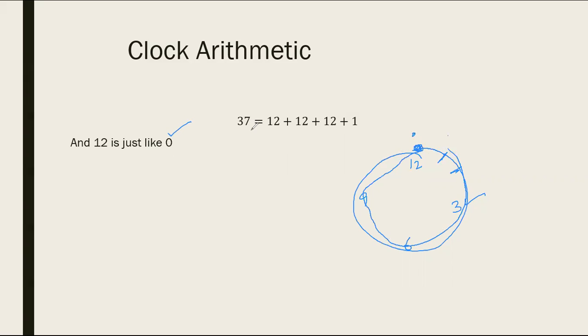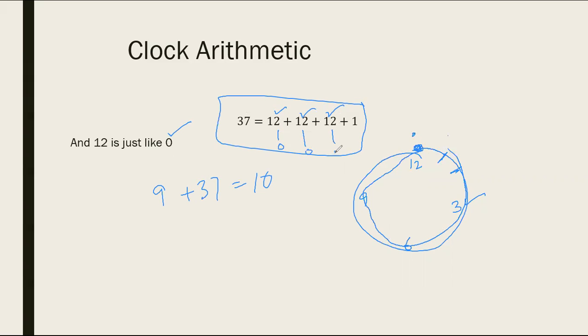So in the previous case, when we wrote 9 plus 37 equals 10, it was simply because we can break 37 into parts like 12 plus 12 plus 12 plus 1, and keeping every 12 equal to 0, this would add up to 1. So we would say that 37 is equal to 1 on the basis of clock arithmetic. And why is it so? Because in clock arithmetic, 12 is simply equal to 0.